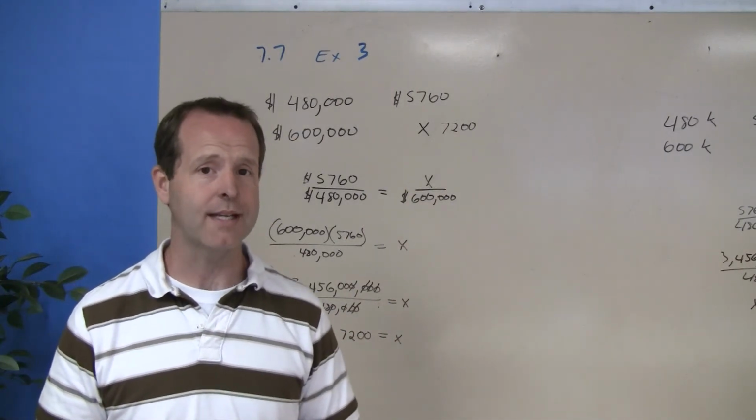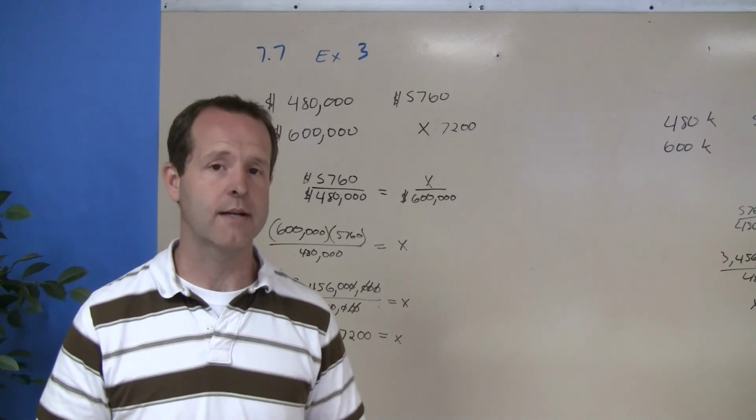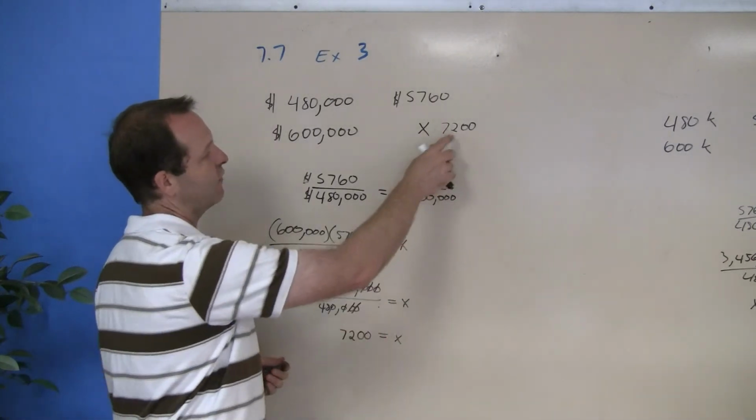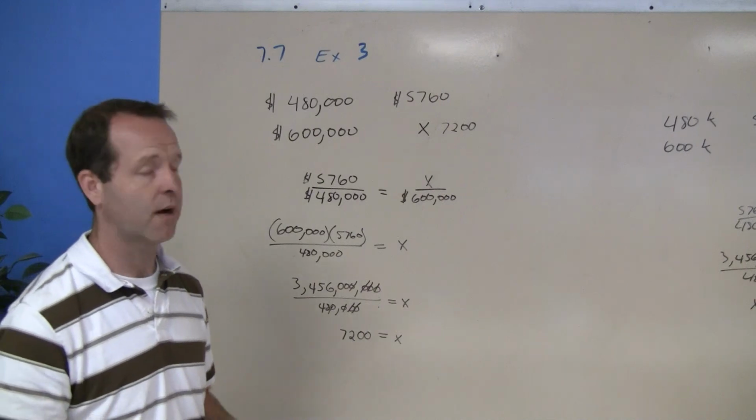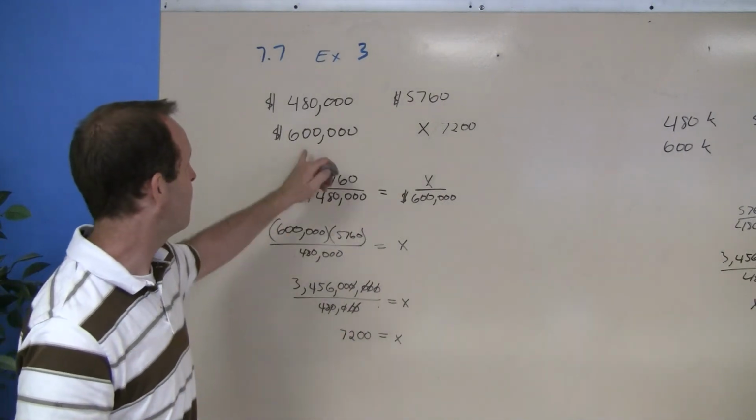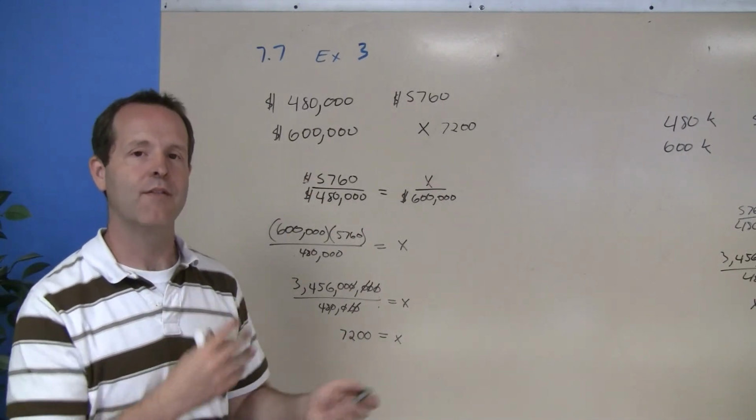I am expecting a higher tax on a house that costs a little bit more. So I am satisfied with $7,200 being the correct tax for a house of $600,000 given this situation.